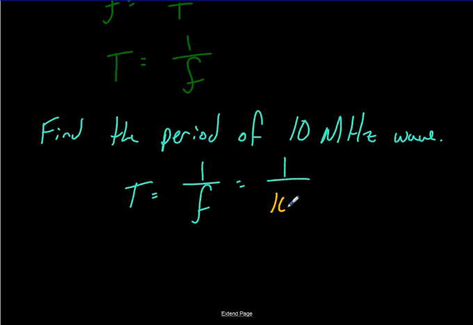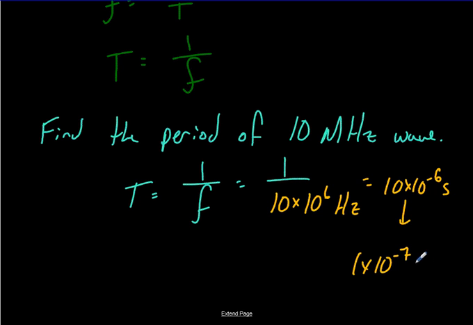Perfect. 10 megahertz, so 10 times 10 to the 6 hertz. And what do we get? Just using our rules of exponents, the answer is 10 times 10 to the negative 6, in seconds, or 1 times 10 to the negative 7 seconds.